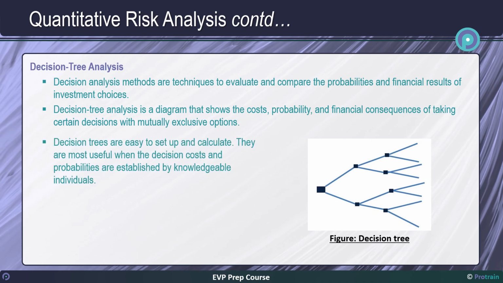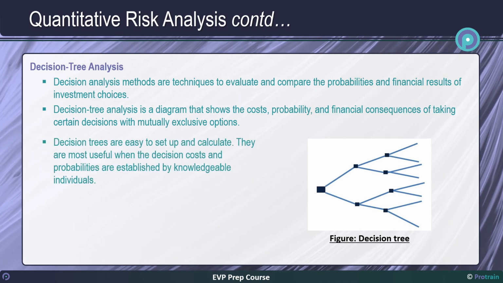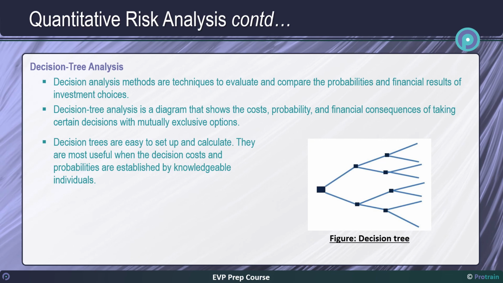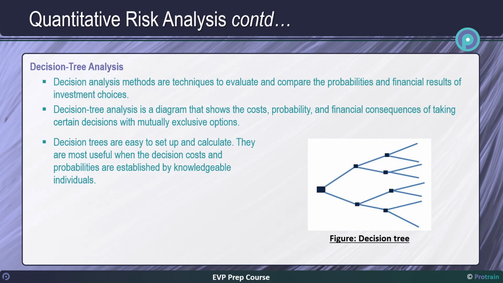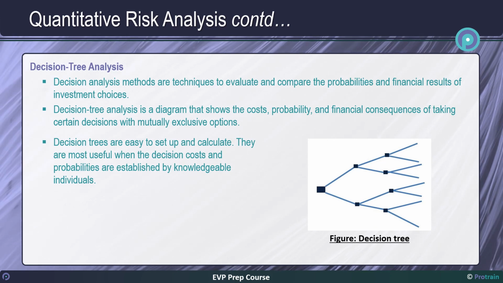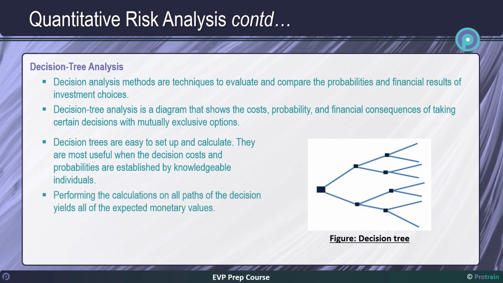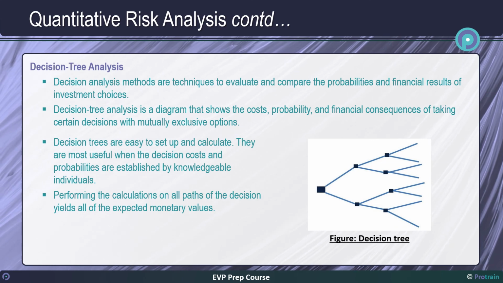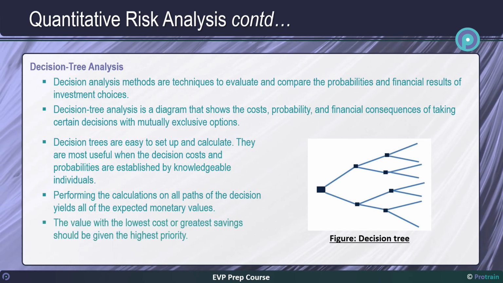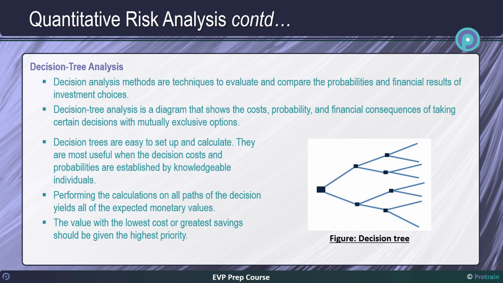Decision trees are easy to set up and calculate. They are most useful when the decision costs and probabilities are established by knowledgeable individuals. Performing the calculations on all paths of the decision yields all of the expected monetary values. The value with the lowest cost or greatest savings should be given the highest priority.